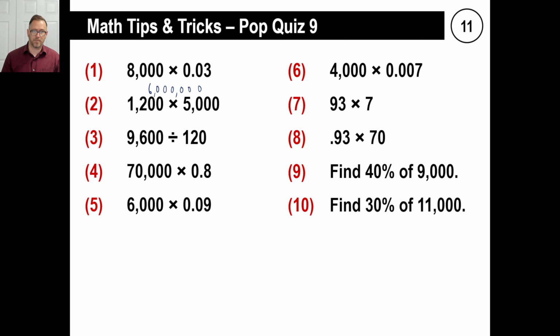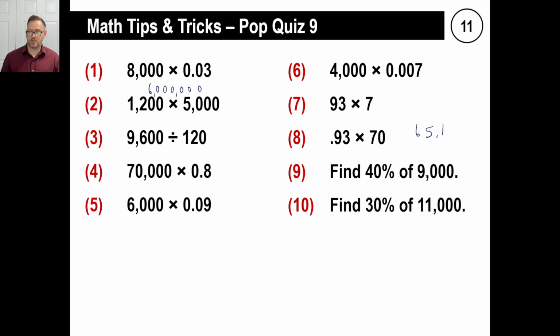Number 4 will be 8 times 7,000, 56,000. Number 5 is 60 times 9, or 540. Number 6 is going to be 28, 4 times 7. 93 times 7 will be 651. And of course, 0.93 times 70 will have the same exact numbers in it. Most of 70 will be 65.1 this time.